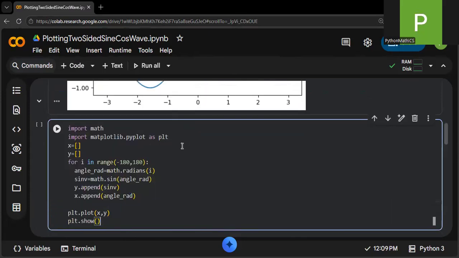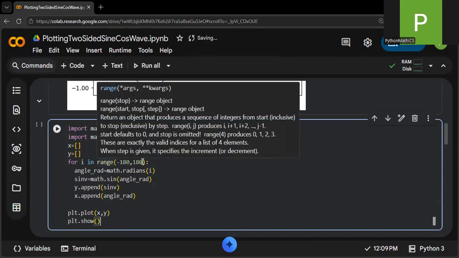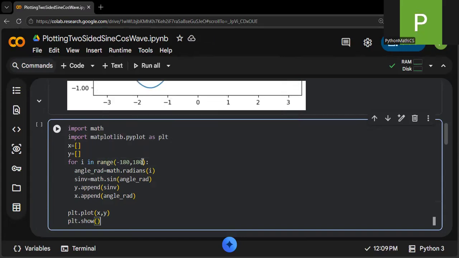So how about if I want, say, one complete positive cycle and one complete negative cycle? So you understand, we need to change this range function. Now this is from -180 to 180, that is 360 degrees. Now in case of two cycles, we have 720 degrees. Then I need to change just this one, and instead of -180, I will write 360, right?